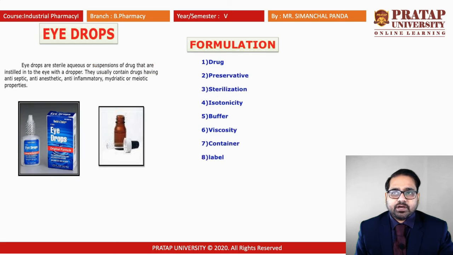So another type of product is known as eye drops. Generally this is a monophasic liquid dosage form. We cannot find different phases, and these are used for different activities like anesthetic activity, anti-inflammatory activity, and mydriatic or miotic properties of the eye.